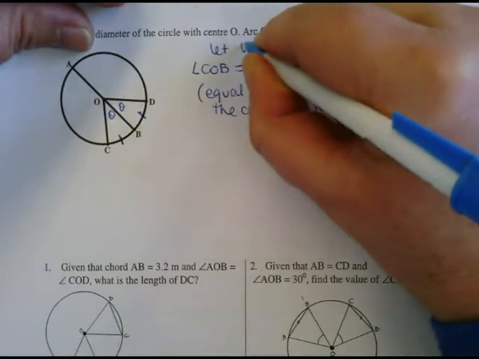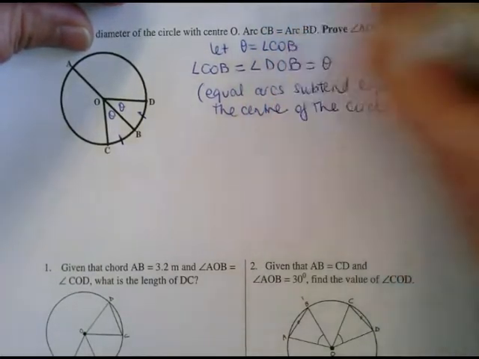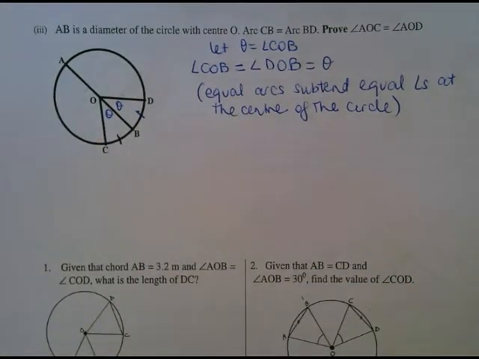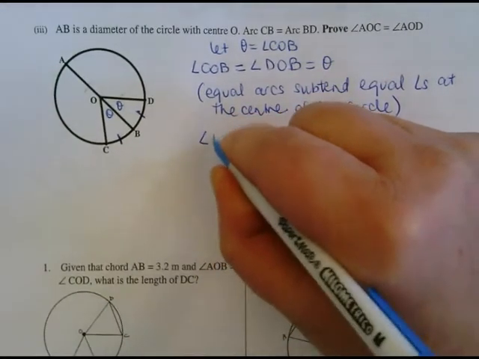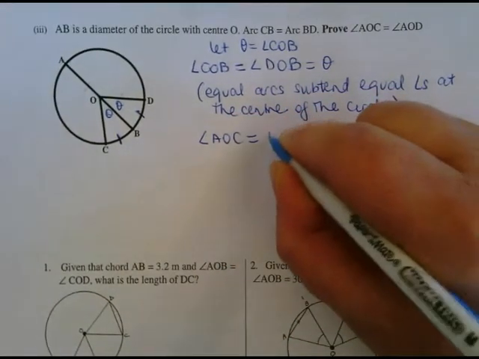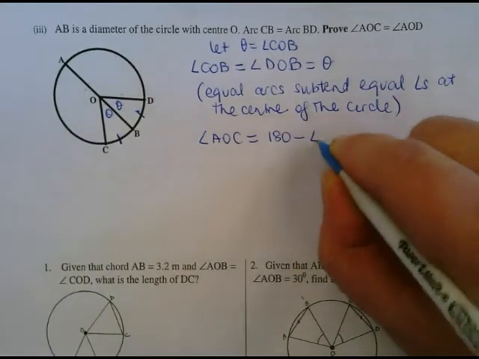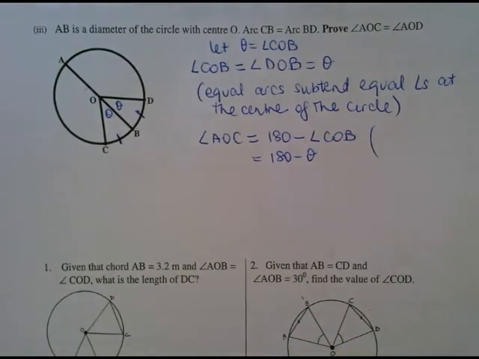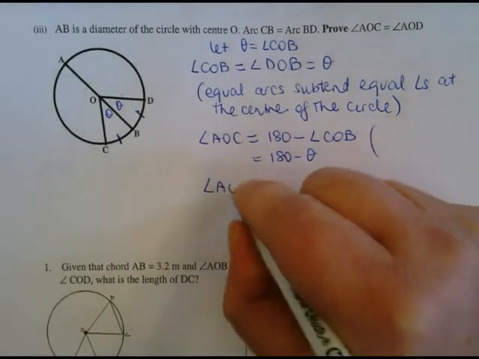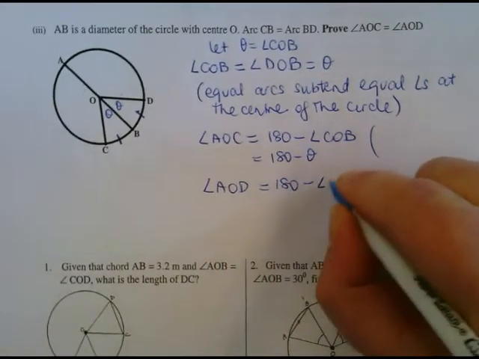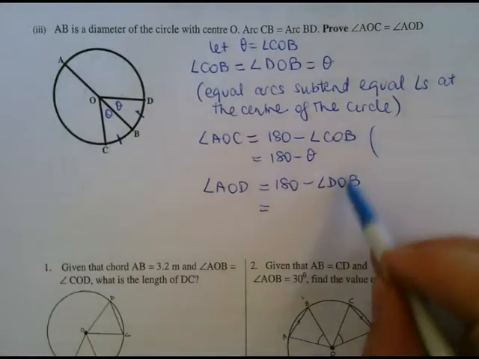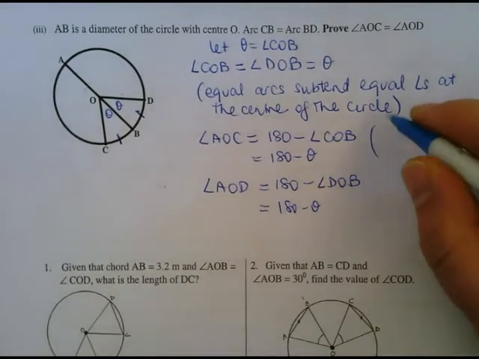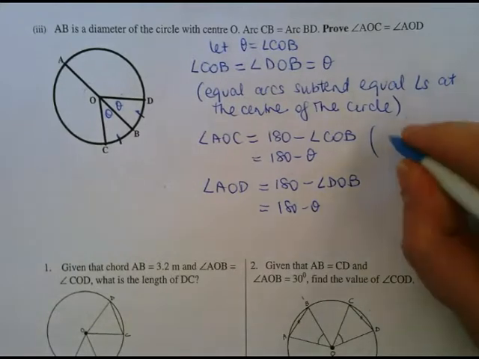What we really should say is let theta equal angle COB first, right? So angle COB equals angle DOB equals theta, equal arcs subtend equal angles at the center of the circle. So angle AOC is 180 minus angle COB, which is 180 minus theta. Why am I writing that? And you'll do the same for angle AOD, which is 180 minus angle DOB. Now you need to state that because there's more than one theta now, which is 180 minus theta. Reason? You can do supplementary angles, angle sum on a straight line. What do you want to do?